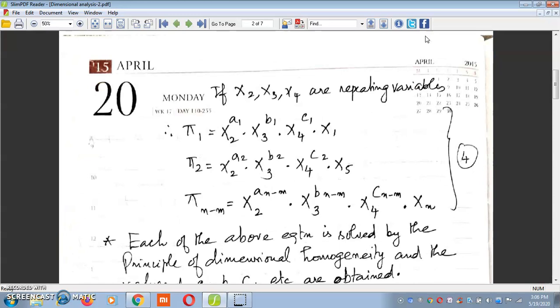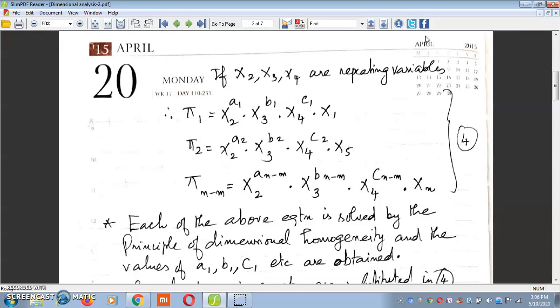Now we need to form the pi terms. Pi 1 can be formed as pi 1 is equal to x2 to the power of a1, into x3 to the power of b1, into x4 to the power of c1, into x1. Similarly, pi 2 is equal to x2 to the power of a2, into x3 to the power of b2, into x4 to the power of c2, into x1. Similarly, we form all the pi terms.